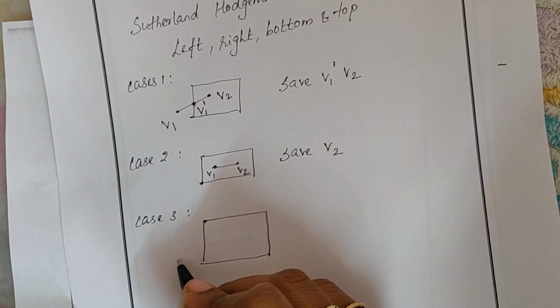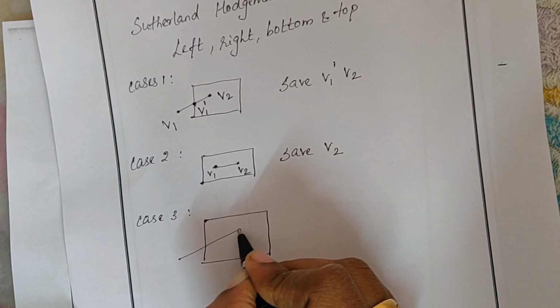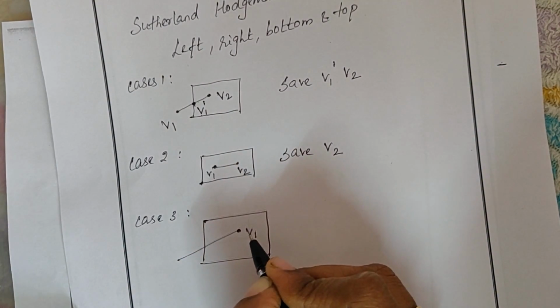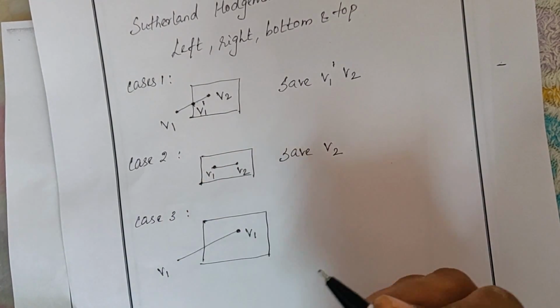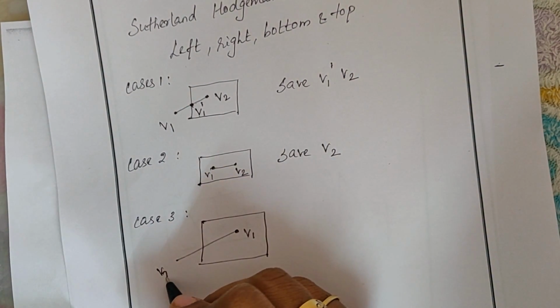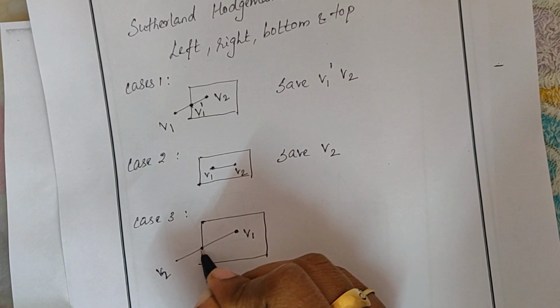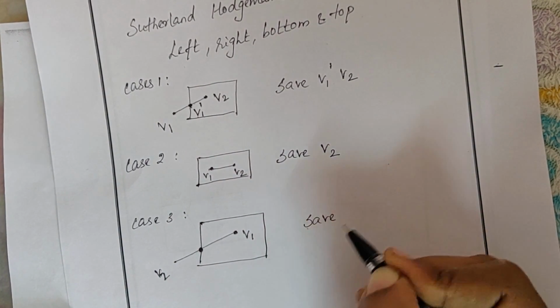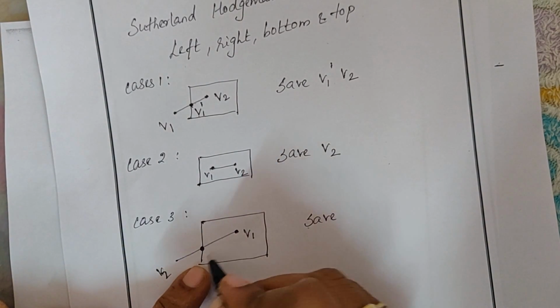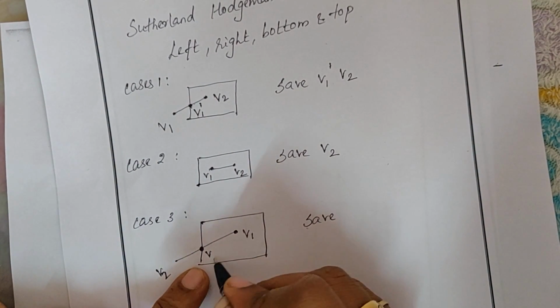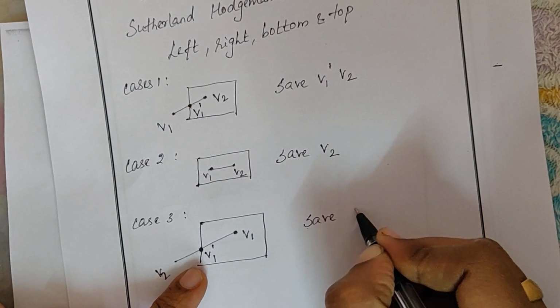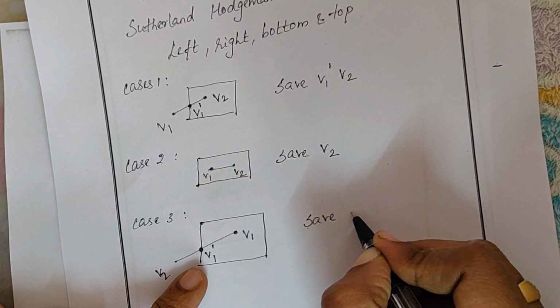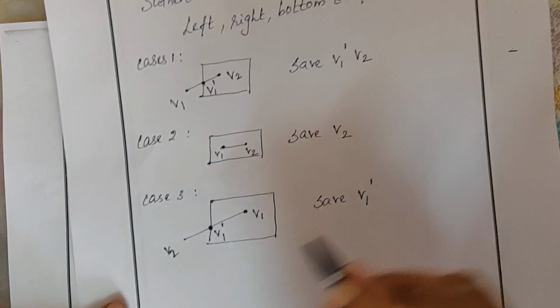Now case 3. Clipping window, right? Starting vertex is inside the clipping window and ending vertex is outside the clipping window. In this case, I have to save the intersection point alone. How to name the intersection point? It is starting vertex name dash, so it should be v1 dash.